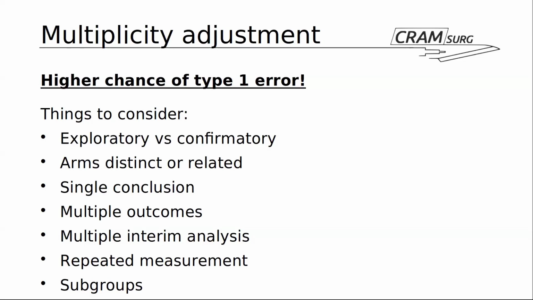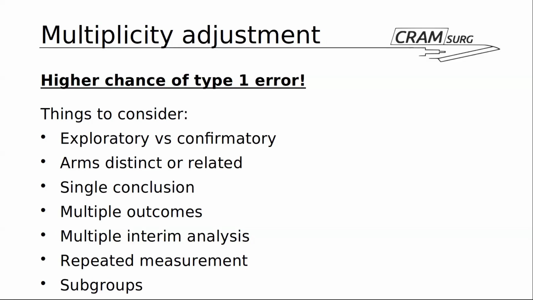But if you're really looking to figure out what's the best treatment out there in a bunch, because that's what you want to give your patients, you really should be careful about it. And you really should make sure that we have accounted for multiplicity and we've done some adjustments.